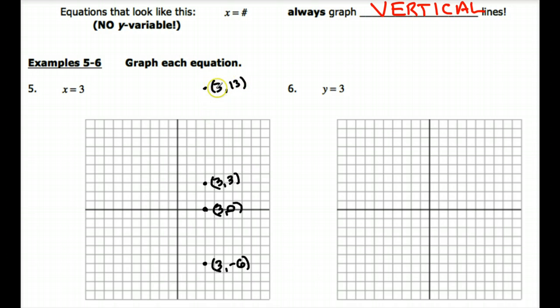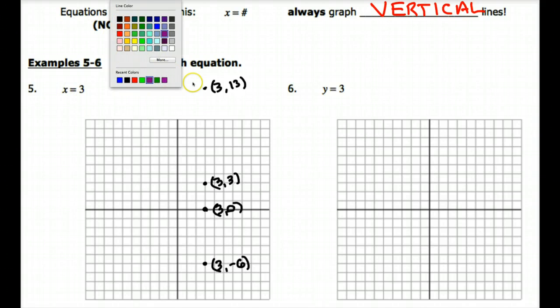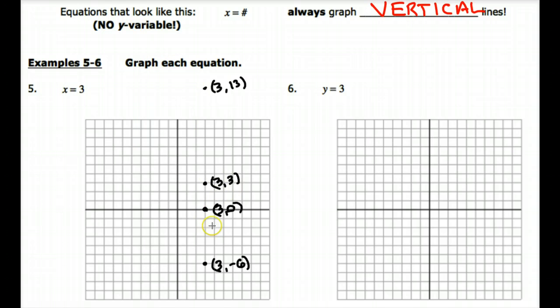Every single point that has an x value of 3, that line is going to be intersecting. So it's going to be a vertical line. That's the only way to do that. x equals 3 is going to be a vertical line through the x-coordinate of 3, 0. So if we just draw a vertical line straight down through that first point that we made, right here at 3, 0, that's going to give us the graph for this equation.